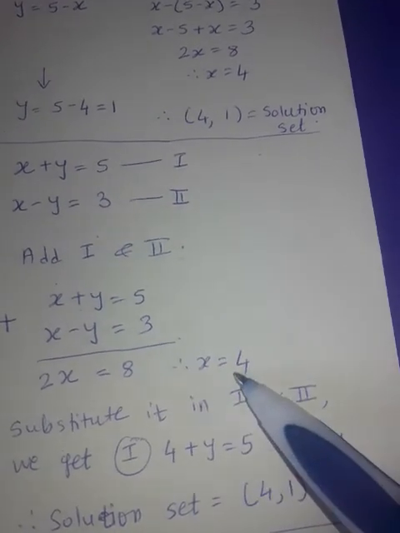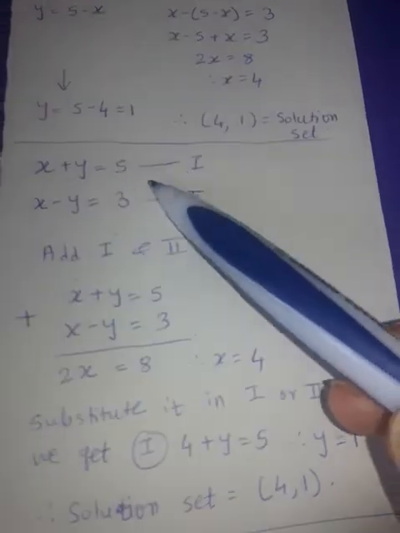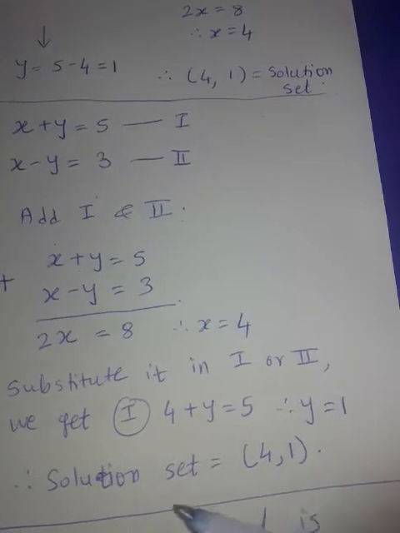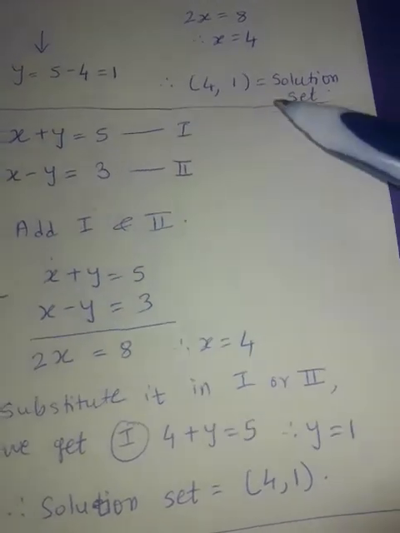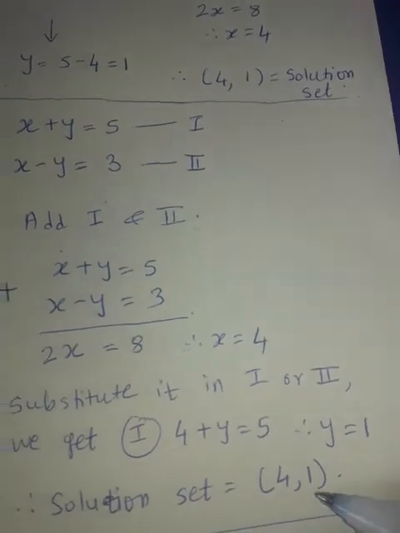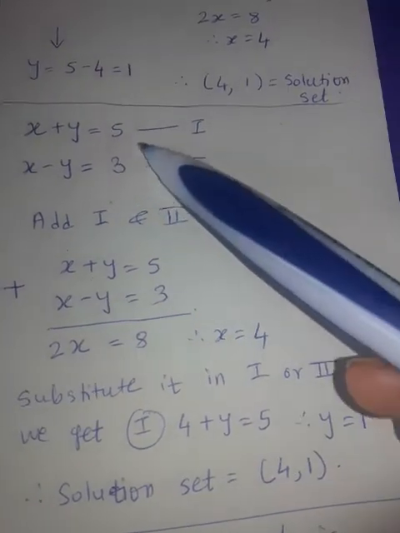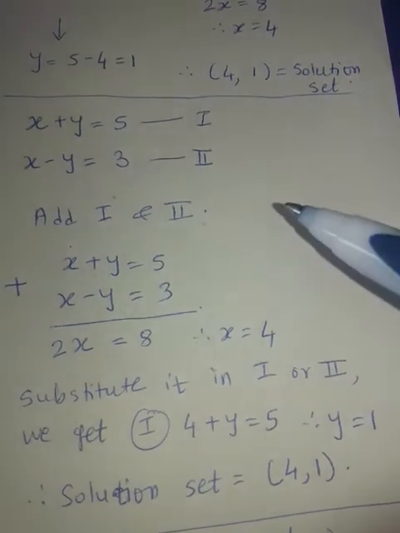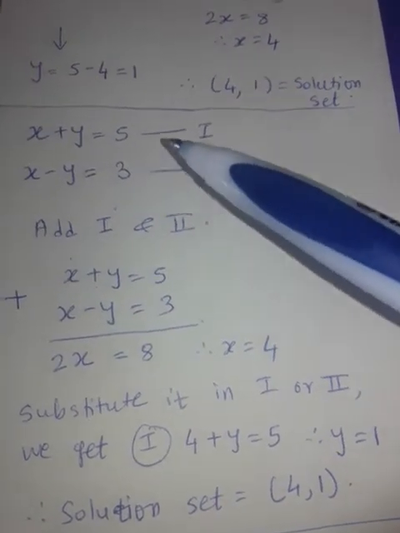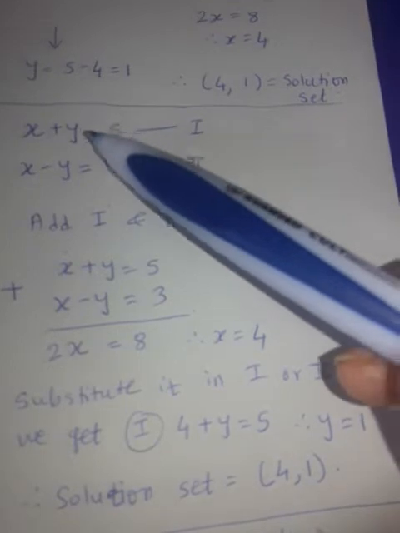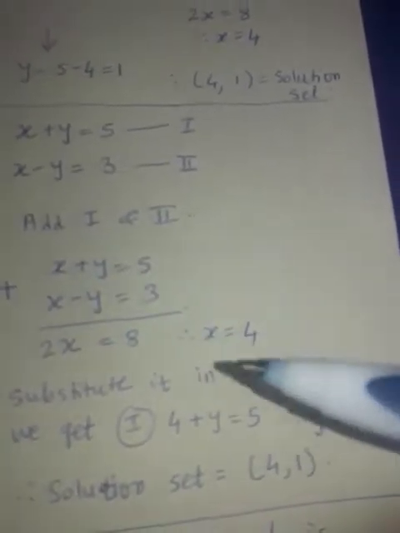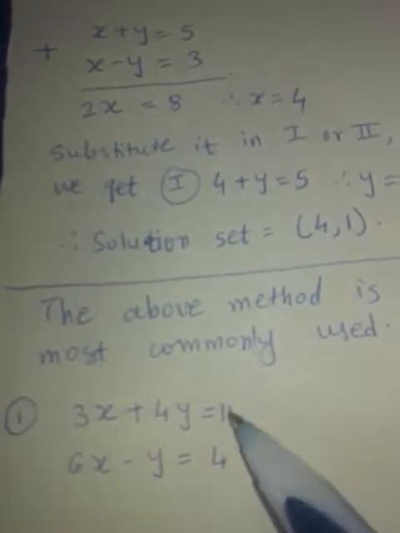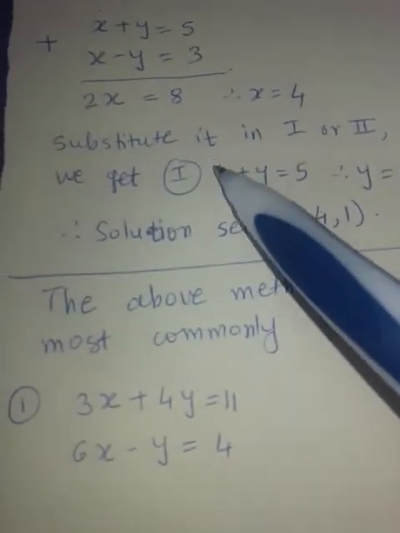Now I get x equal to 4, substitute this value in either 1 or 2, that's how I get y is equal to 1. So solution set is 4, 1. 4, 1 here, 4, 1 here. This is the most common procedure. Adding two equations or subtracting. Sometimes we also need to multiply to equate the coefficients of x or y. Let's see that also now. Let's see this set of equations, how to solve with this most common method.